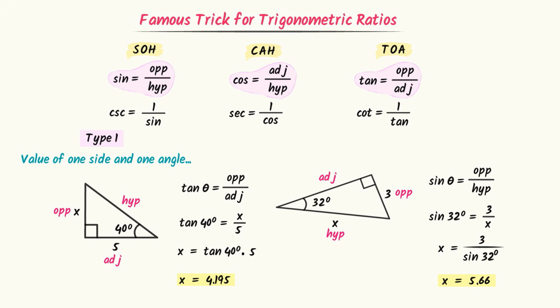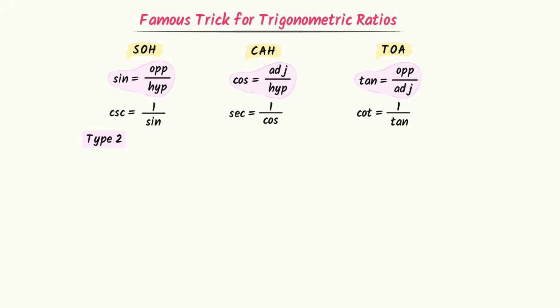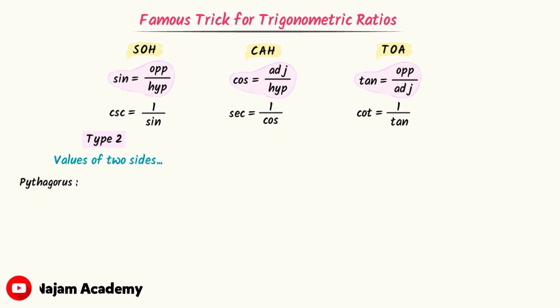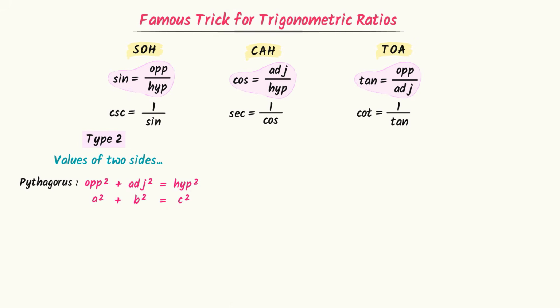Hence noted down. Now we will learn second type calculation. In this type of calculation, we will be given values of 2 sides and we will calculate the value of the third side. To do so, we will use Pythagoras theorem. It is opposite square plus adjacent square equals to hypotenuse squared. Or it is just a squared plus b squared equals c squared.